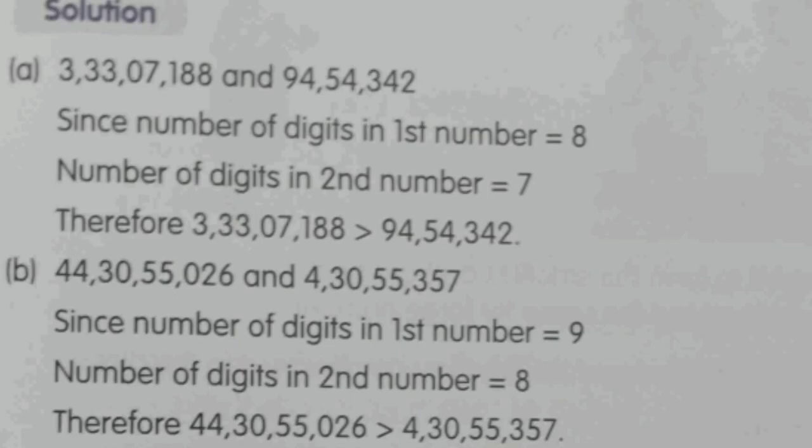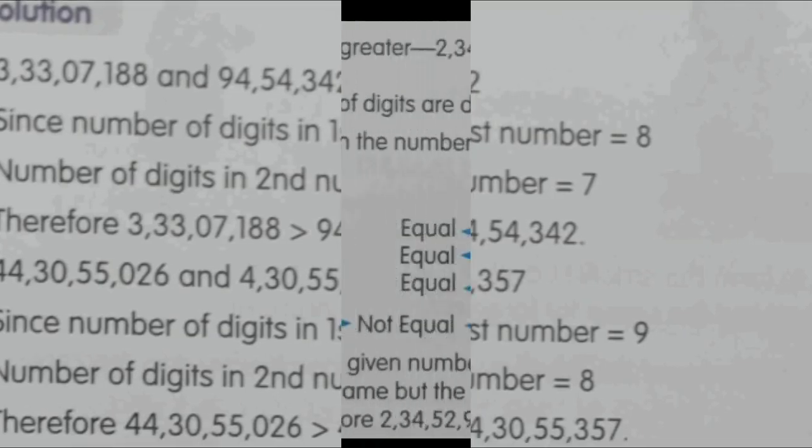Moving on to part B. The part B has the numbers 443055026 and 43055357. Again, let us put the commas. After putting the commas, we get 44,30,55,026 and 4,30,55,357. Again, if we compare, the number of digits in the first number is 9 and in the second number is 8. So, again definitely the first number will be greater than the second number. So, 44 crore 30 lakh 55,026 will be greater than 4 crore 30 lakh 55,357. Let us take one more example.